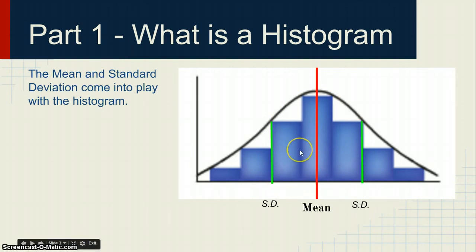So with histograms, we generally like to use mean and standard deviation when we do our analysis and when we look at the data, because that's kind of what they're designed to give us. They should give us a good, clear picture of where the majority of our data shows up.